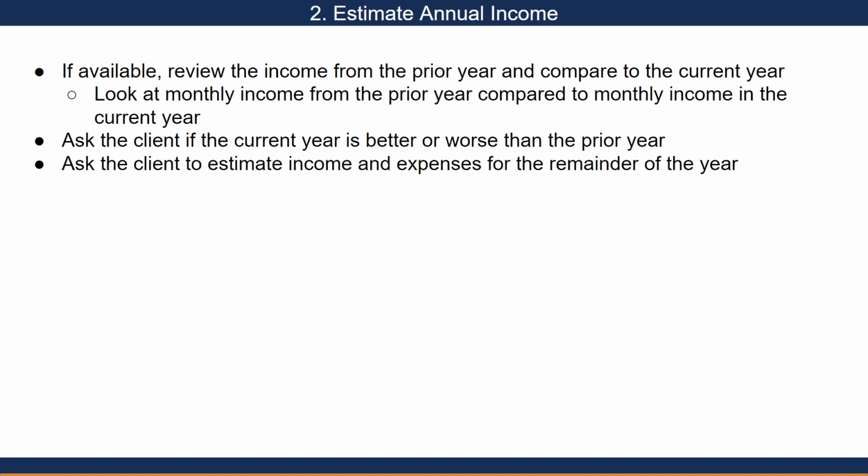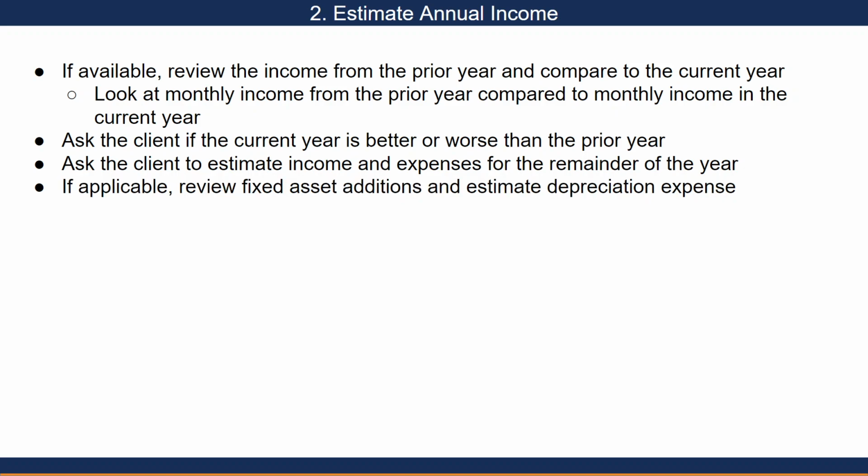So you want to ask the client to estimate income and expenses for the remainder of the year. If it's kind of hard to figure that out, ask the client to help you with that. They should have a pretty good feel for what the year looks like for them. And then, if applicable, review fixed asset additions and estimate depreciation expense for the year. So if they've added some equipment or a vehicle or something like that, then we can look at that and estimate that for the year.